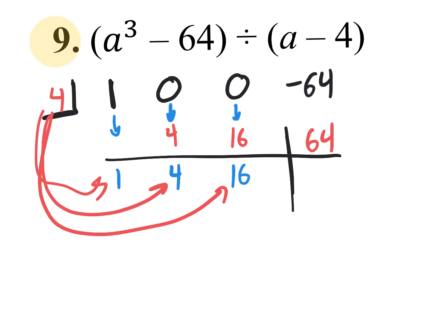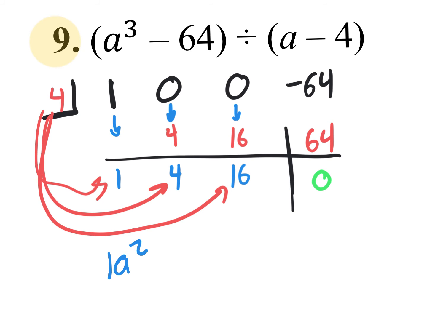And this is our remainder. Negative 64 and 64. As you go down, you combine. That's 0. That's your remainder. And once again, go back to the original. A to the third divided by A. What's A to the third divided by A? A to the second. So this 1 should have an A to the second right next to it.